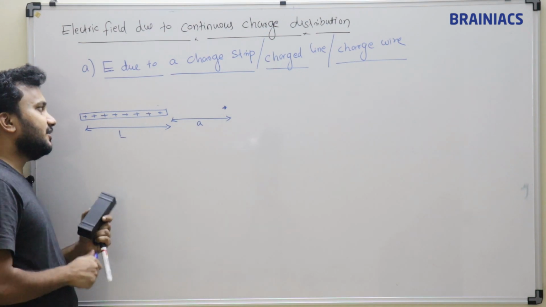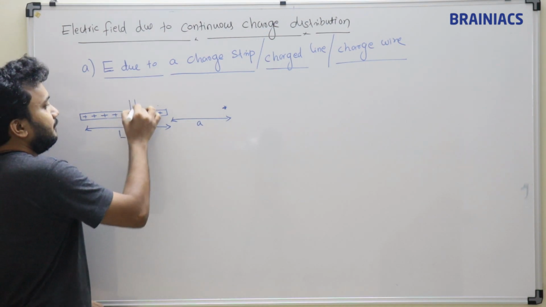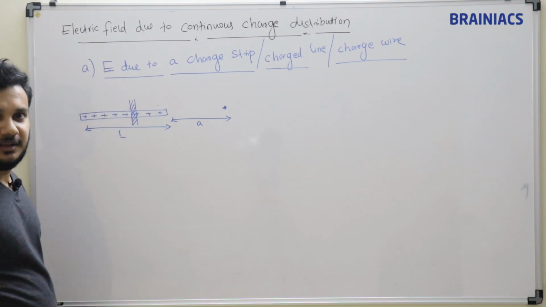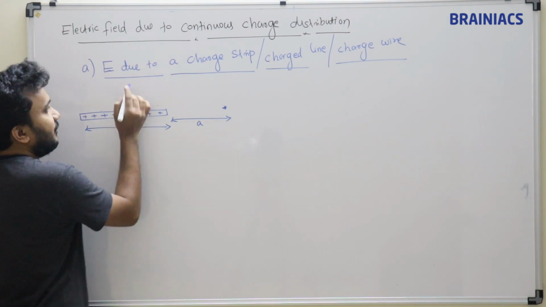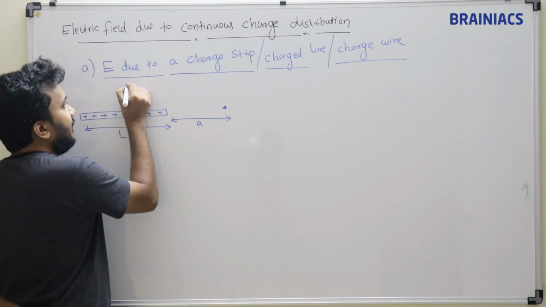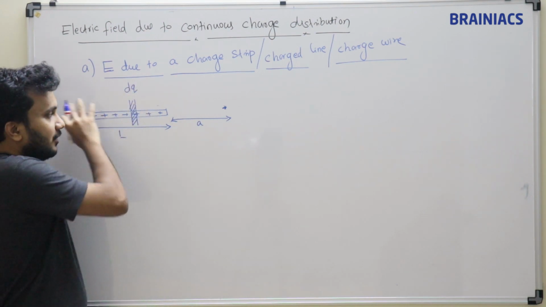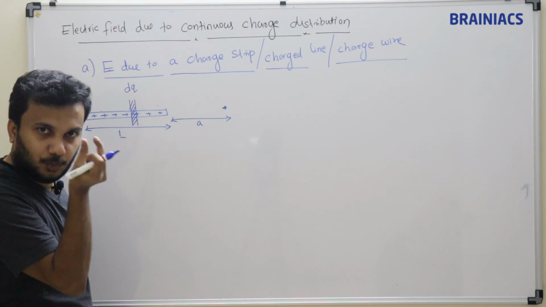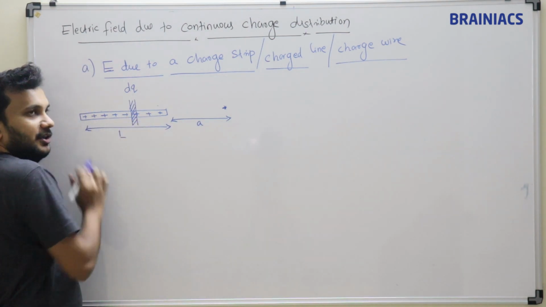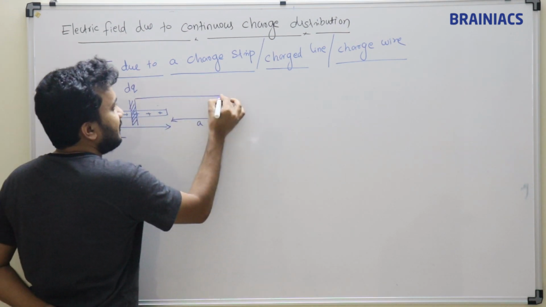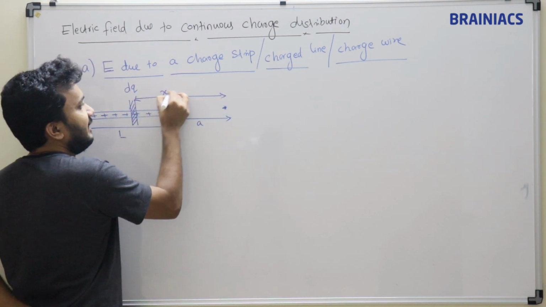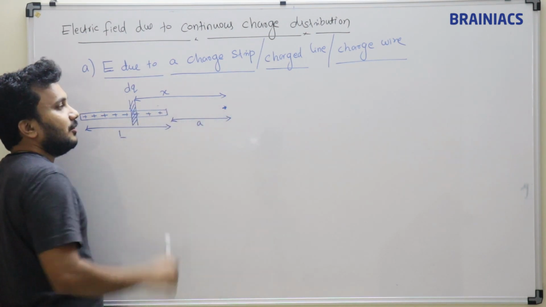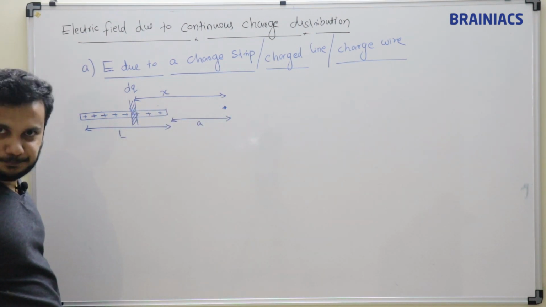What we are going to do is take a strip. A strip means a small portion of the wire, and I am assuming the small portion of the wire contains a dq amount of charge. Total charge is q. dq means small q, delta q or dq, and this is at a distance of x meter from the dq to the point where I am going to calculate the electric field intensity.